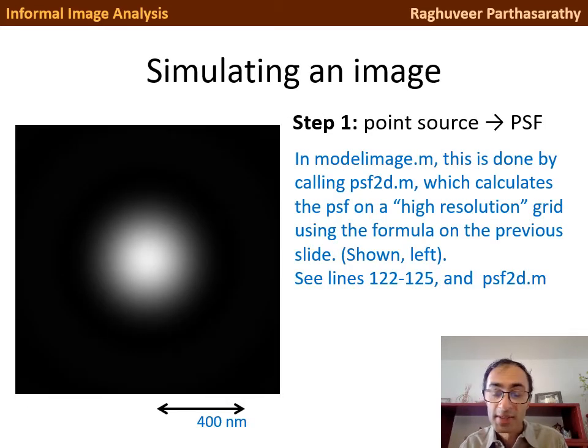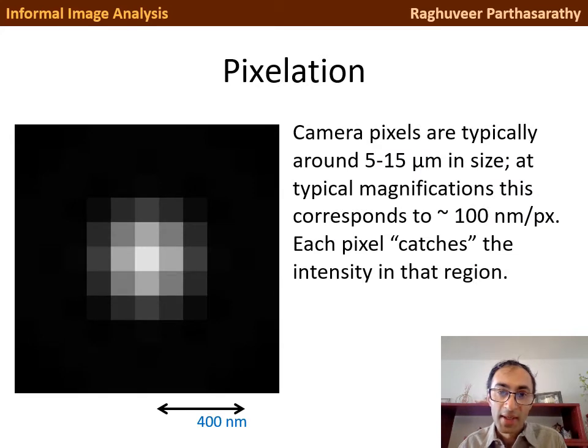So the first step then in simulating an image of a point source is, instead of your point source, using the point spread function. And this is done in my modelimage function by calling another program I wrote that just evaluates that function that's on the previous slide and calculates this point spread function on a sort of high resolution grid where each element in it is like a 2 nanometer wide square. And you can look at these lines in the function to get a sense of that. But this also isn't, as I mentioned, what we see when we look through a microscope. There's pixels.